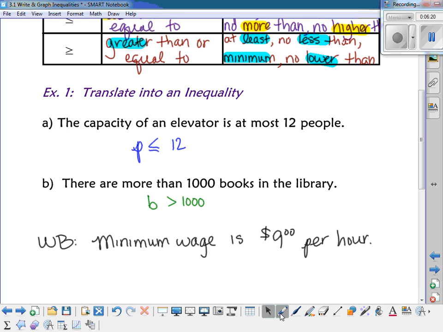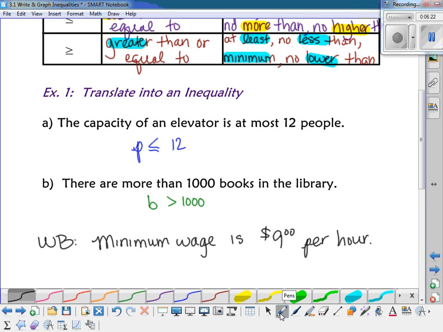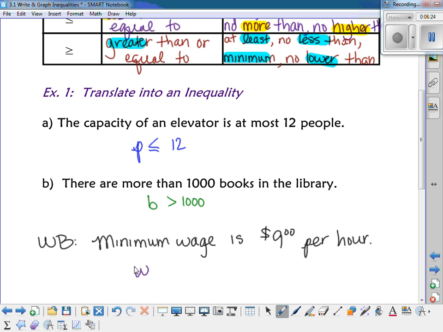Okay, so if I use W for wages, if minimum wage is $9 an hour, I am certainly not going to settle for less than $9 an hour. It's either going to have to be exactly $9 an hour or more than $9 an hour. So the wage would have to be greater than or equal to $9.